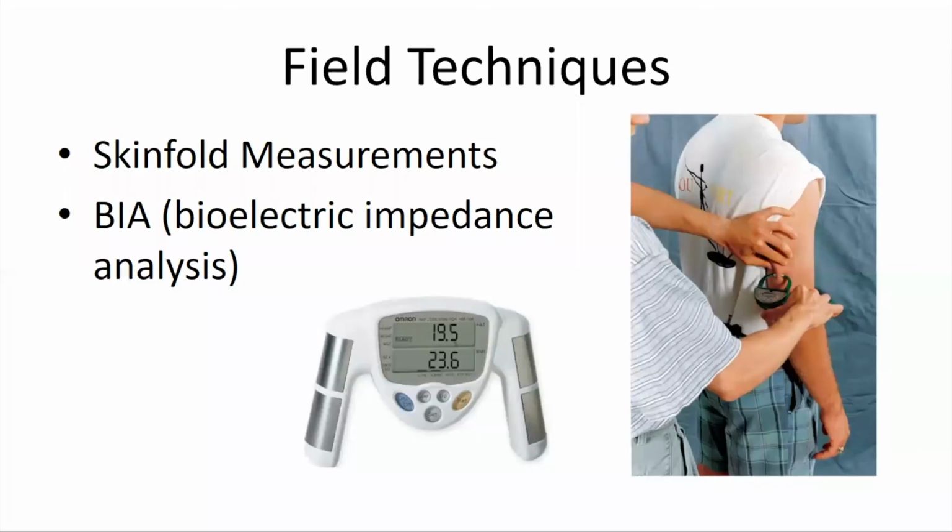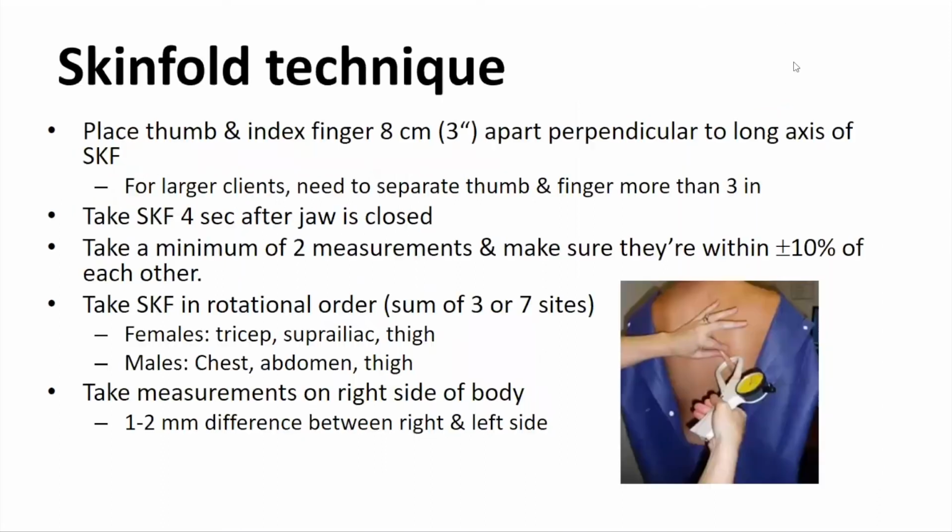In this section, we're going to cover field-based methods for measuring body composition, primarily skin fold measurements and BIA, or bioelectric impedance analysis. For the skin fold technique, you'll need a caliper, and the general idea is to use the specific sites that are outlined in the ACSM guidelines book and pinch the skin so that you're able to lift the subcutaneous tissue and fold the skin upon itself and lift it away from the underlying tissue, and then use the caliper to measure the thickness of the skin.